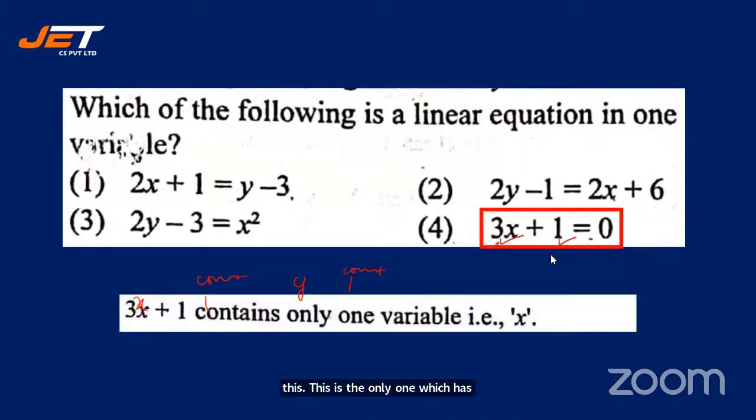All right, students, see here. 3x plus 1 contains only one variable. That is why we are saying that when the question is asked, which of the following is a linear equation in one variable, only this. All other options have yx, xy, and so on. So this is the only equation which has only one variable. All right. I'm sure you would have understood this.